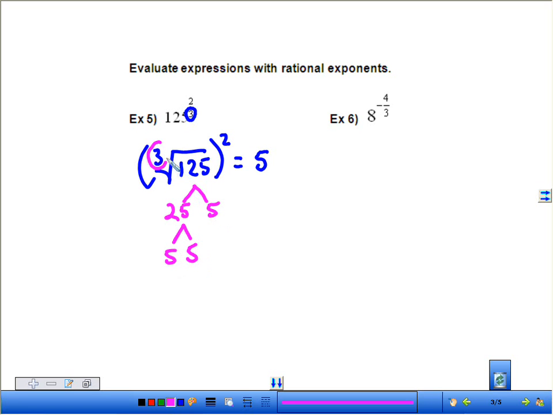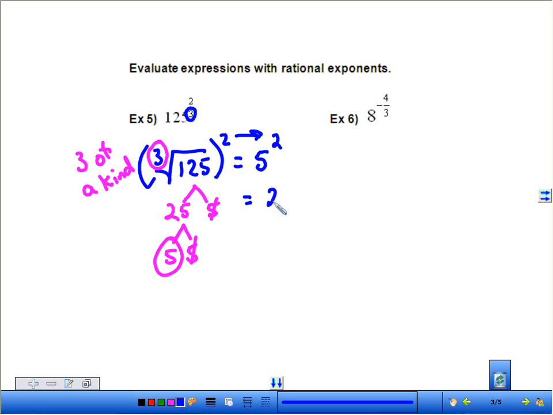This root tells us that we're looking for 3 of a kind. 3 of a kind, we have 3 5s. Take 1 and mark out 2. The number that we circled comes out. And now we have this power goes here, and now we can evaluate this. 5 squared is 25.